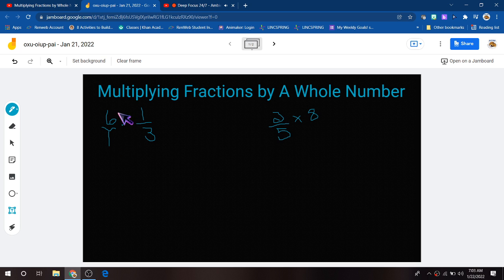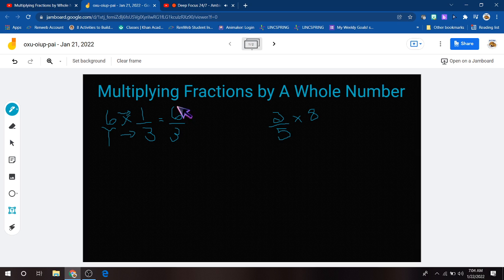And all we have to do now is multiply across, numerator to numerator and denominator to denominator. So that would give us 6 over 3. And clearly, this is what we call an improper fraction, because our numerator is larger than our denominator. So how do we fix that problem?